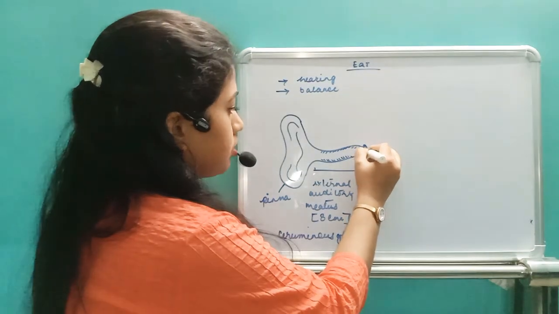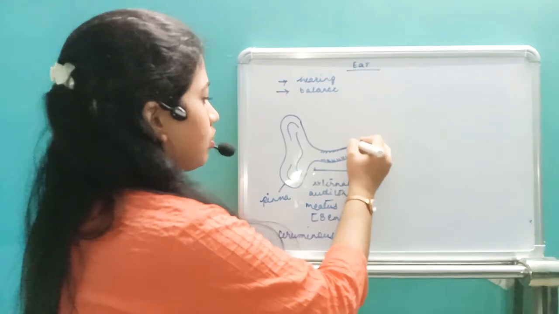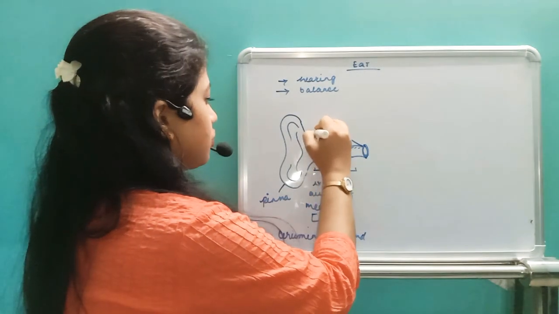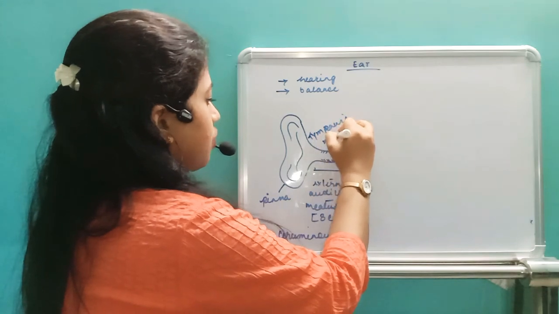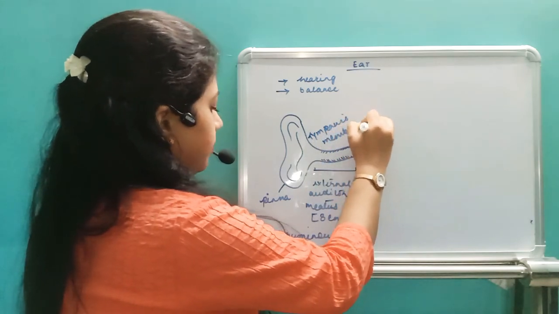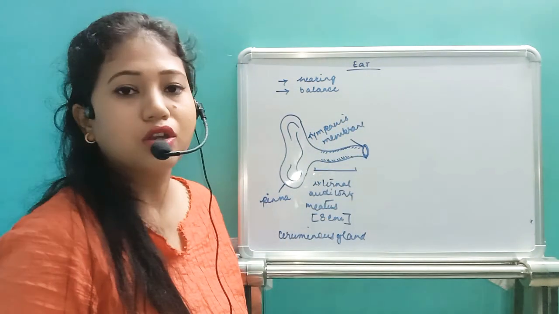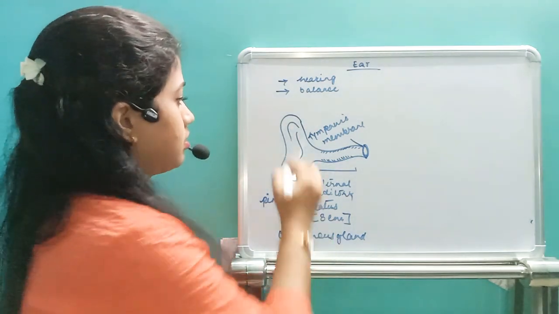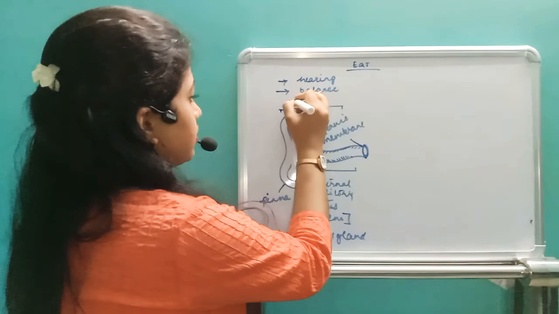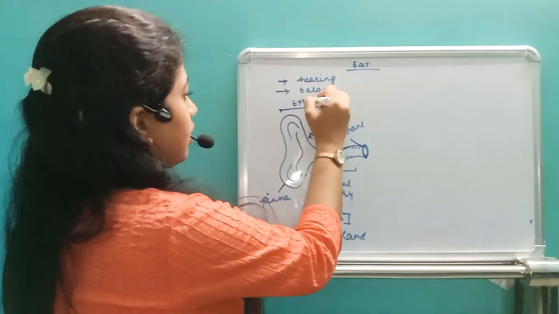What is the other name of the eardrum? That is called the tympanic membrane. So up to the tympanic membrane, the pinna and the external auditory meatus comprise the first part of the ear, that is the external ear.